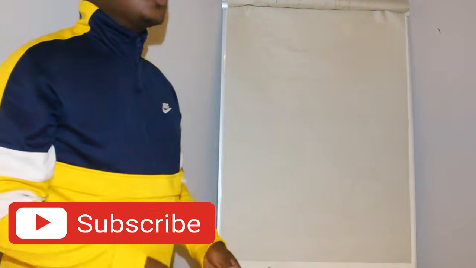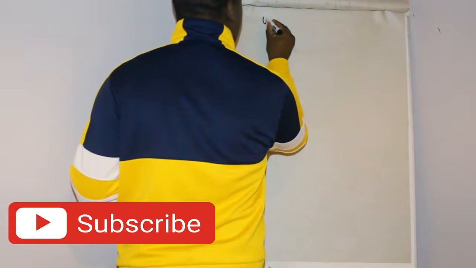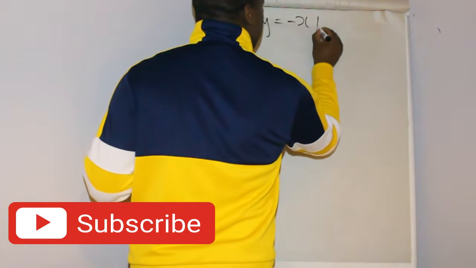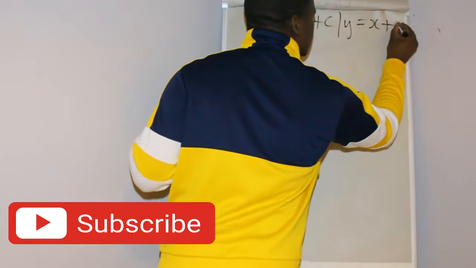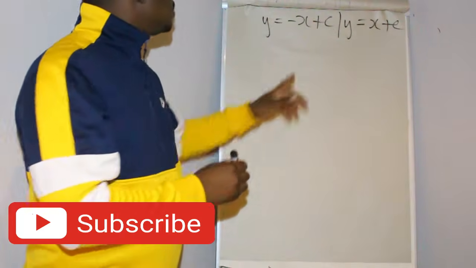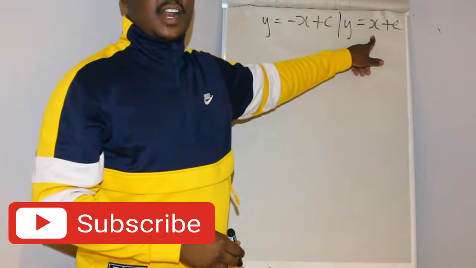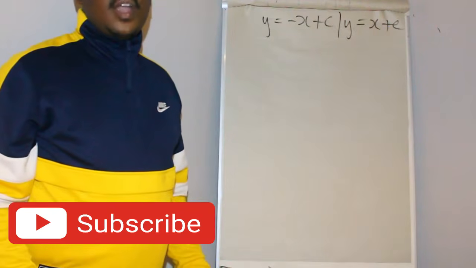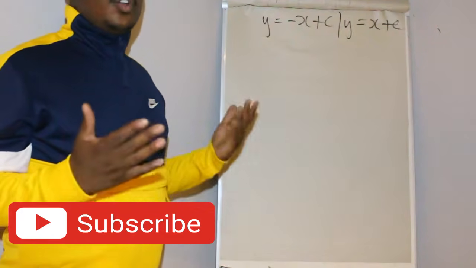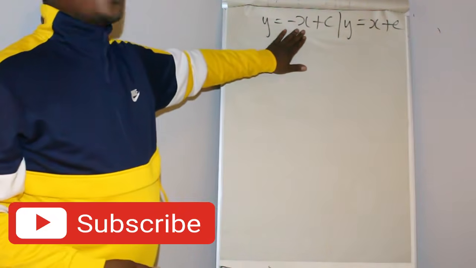A hyperbola does have axes of symmetry. They are defined by these two lines: the line y is equal to minus x plus c, or y is equal to x plus c. This one has a negative gradient, and this one has a positive gradient. So how do you know which one to use? Here in this case, you are told which one to use. They are saying use the one with the negative gradient, which is this one.